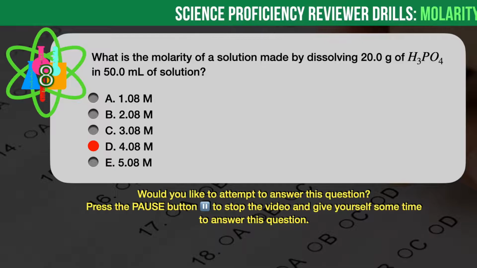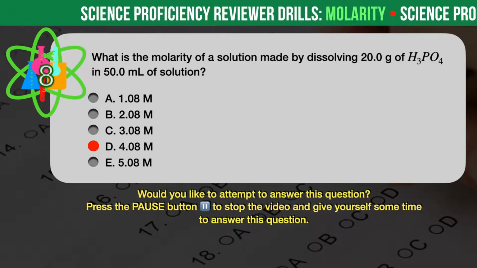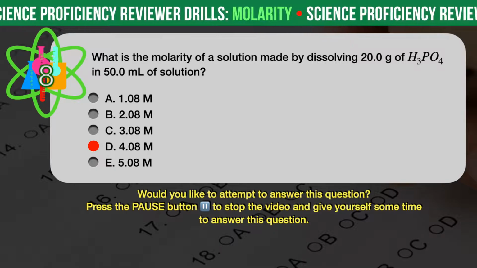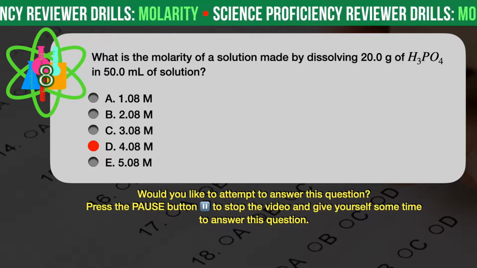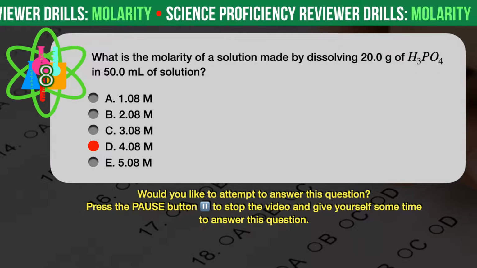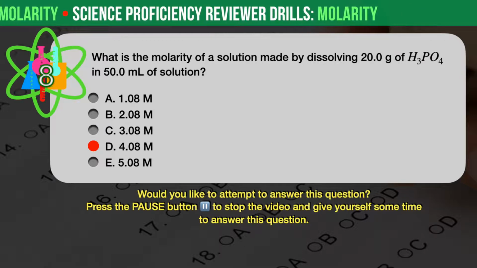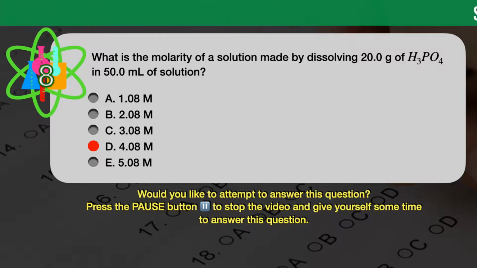4.08 M. For drill question number 8, our given solute is H3PO4, which is phosphoric acid, a colorless, odorless phosphorus-containing solid, an inorganic compound. It is commonly encountered as an aqueous solution, which is a colorless, odorless, and non-volatile syrupy liquid. Except for the different solute, this question is essentially the same as the previous ones in this drill so far. The mass of solute and the volume of solution are both given.